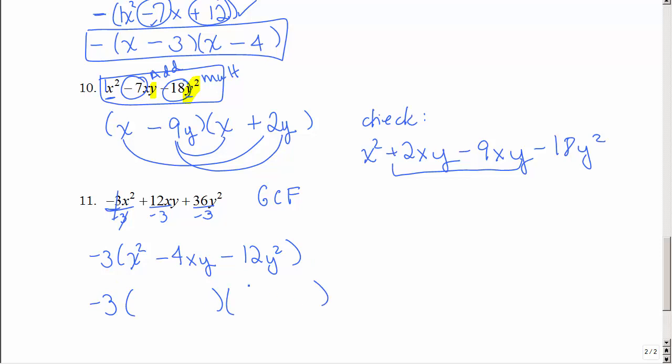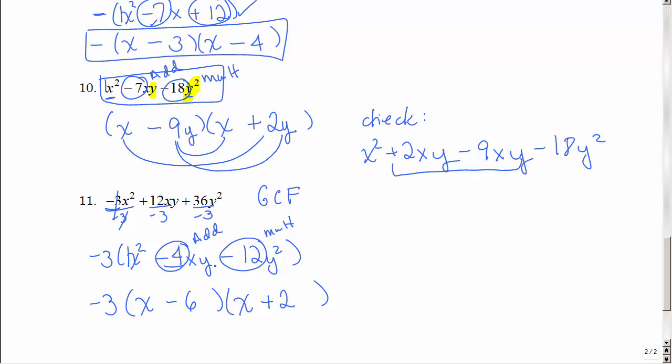I have a trinomial with the leading coefficient of 1, so x times x. So is there something that multiplies to get negative 12 but adds to get negative 4? 12. 1 times 12, 2 times 6, 3 times 4. Well, and one needs to be negative, one needs to be positive. How about 6 and 2? Does that work? And does the 6 need to be negative? Yes, it does. What else do I need?